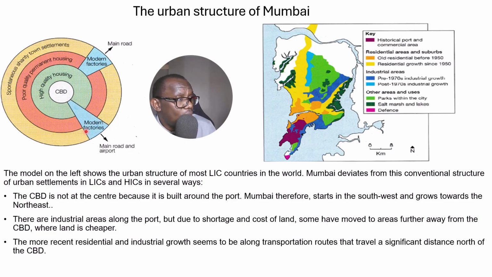Then we also have the development of factories, modern factories, and those develop along the main transportation routes, whether that is roads or railways. And obviously, like this one here, it is going right from the CBD to the outskirts and towards the main roads and the airports. Okay, so this is typical of a city in an LIC and is different to a city in an HIC.